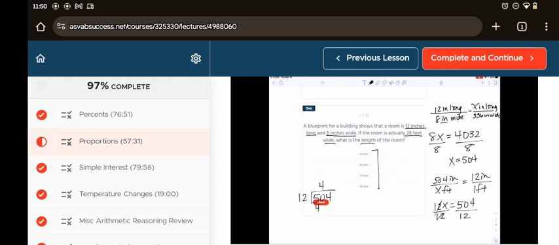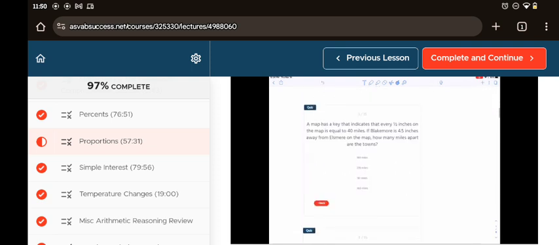So 12 goes into 50 4 times. 12 times 4 is 48. 50 minus 48 is 2. I bring down the 4. 12 goes into 24 2 times. 12 times 2 is 24. 24 minus 24 is 0. So this is 42 feet. And there we go. This one was a little bit longer just because we had to convert with the inches and the feet and all that. Okay, when you're ready, let's move on to number 3.